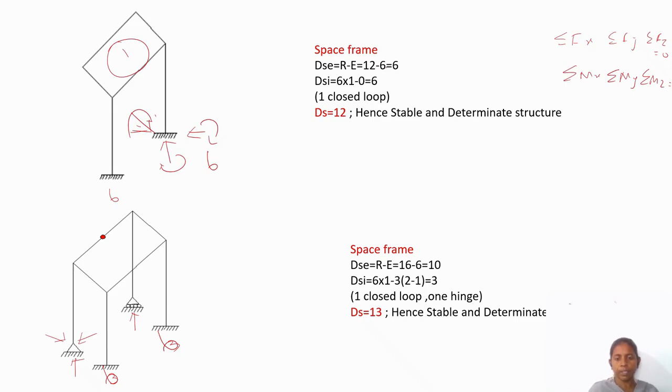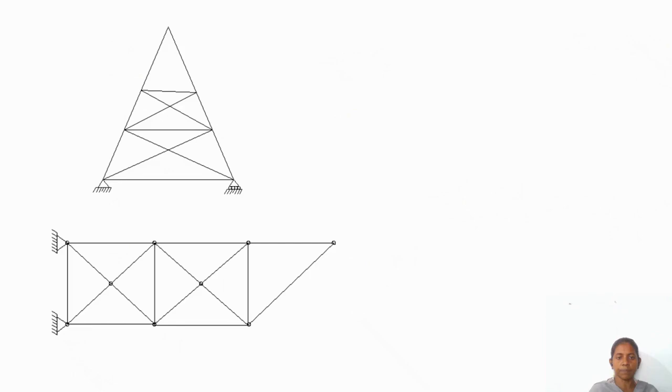And internal indeterminacy, one closed loop is available here, minus, we have to multiply for the space frame. Normally M minus 1 releases is possible in 2-dimensional. For the 3-dimensional you have to multiply with 3 into M minus 1. Only one hinge is present and connected with the 2 members. So minus 3 into 2 minus 1, so minus 3. So 6 minus 3 equal to 3. So 10 plus 3 is 13.